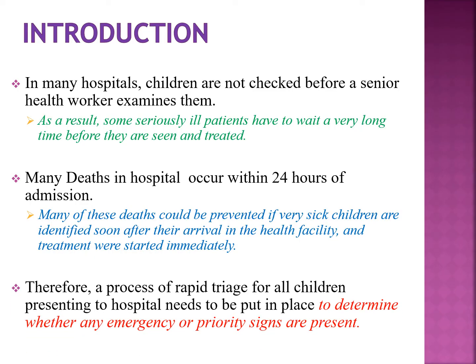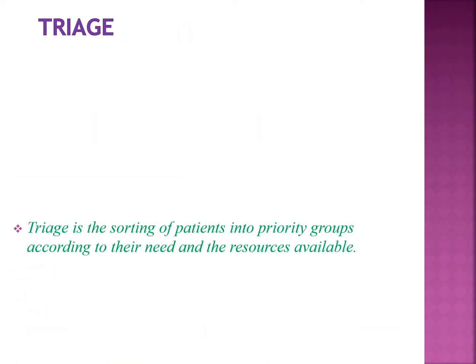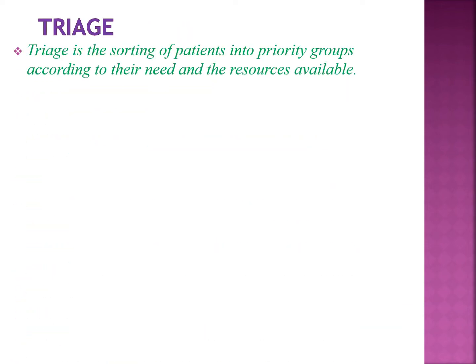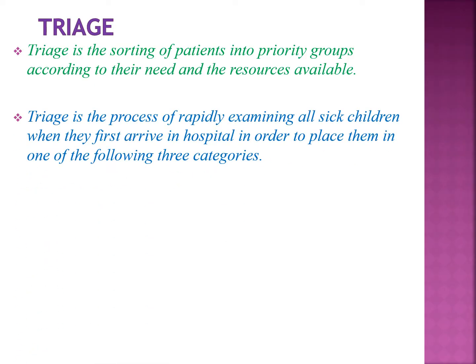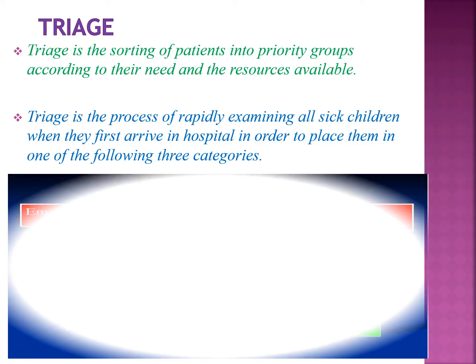Therefore, a process of rapid triage for all children presenting to hospital needs to be put in place to determine whether any emergency or priority signs are present. Triage is the sorting of patients into priority groups according to their needs and the resources available. Triage is a process of rapidly examining all sick children when they first arrive in hospital in order to place them in one of the following three categories.